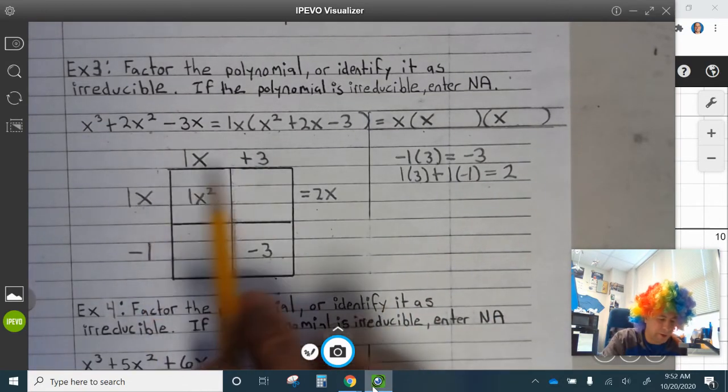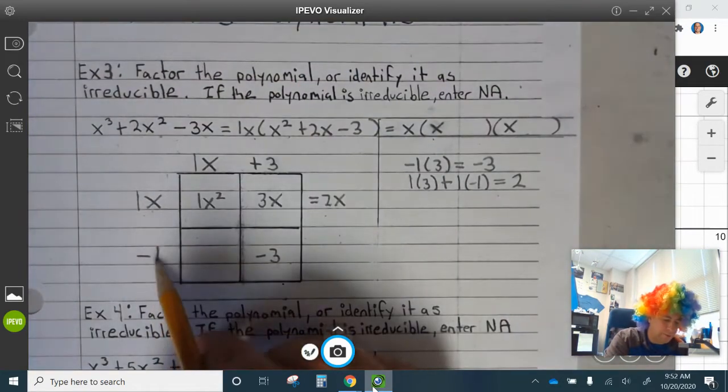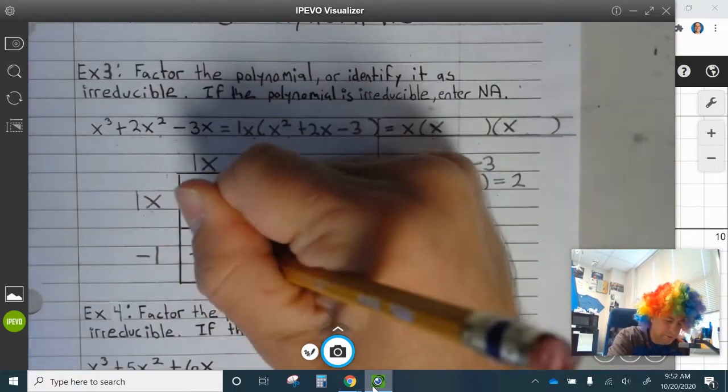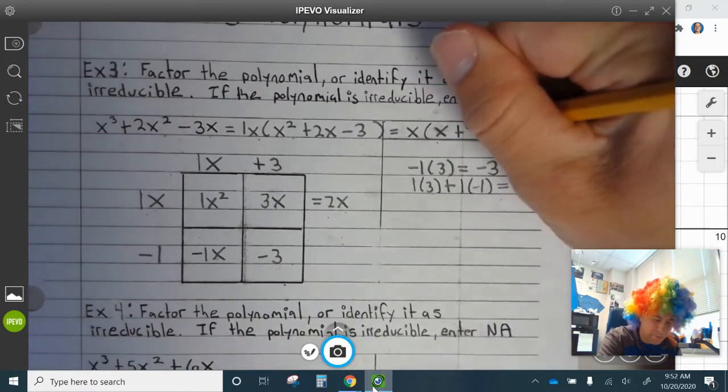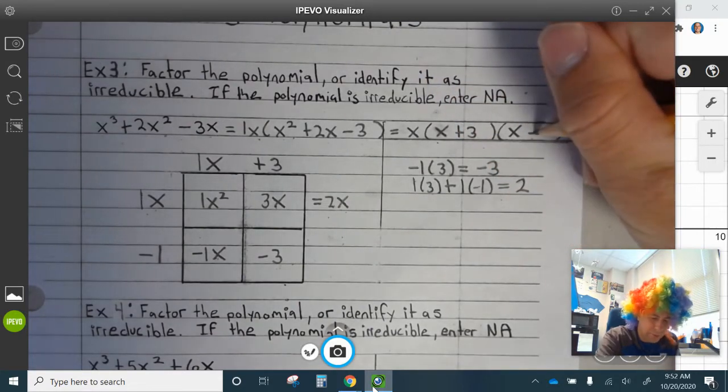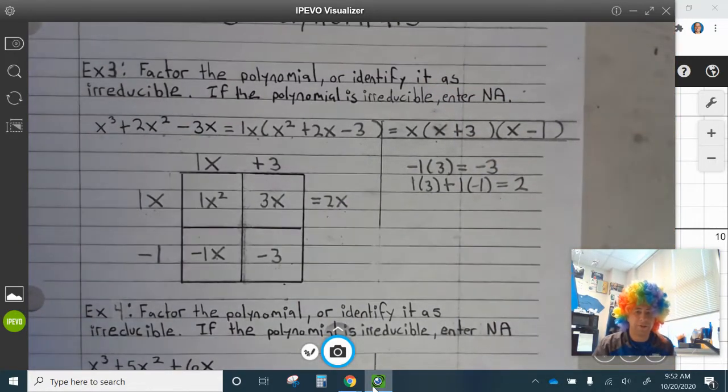So let's check. 1x times 3 is 3x. Negative 1 times 1 is negative 1x. These combine to be 2x. So our factors are x plus 3 and x minus 1. Okay? And let's check to make sure that when we graph this and this, they overlap.